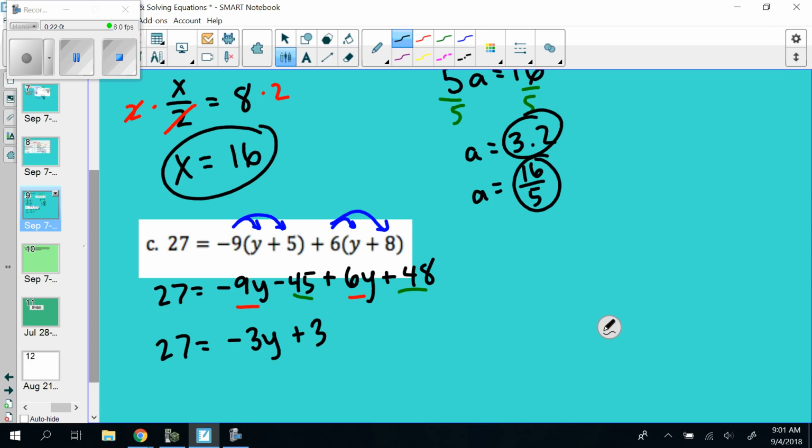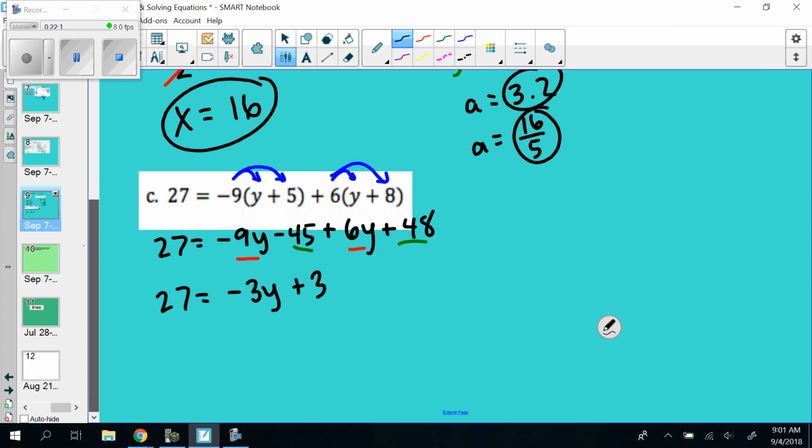Now we're starting to get somewhere where this is a little bit easier. Do the opposite now. Let's subtract the 3 to get all our number terms or constant terms to the other side. So that would be now 24 over here. Final step, we can divide by negative 3. And we get the answer that y is equivalent to negative 8.